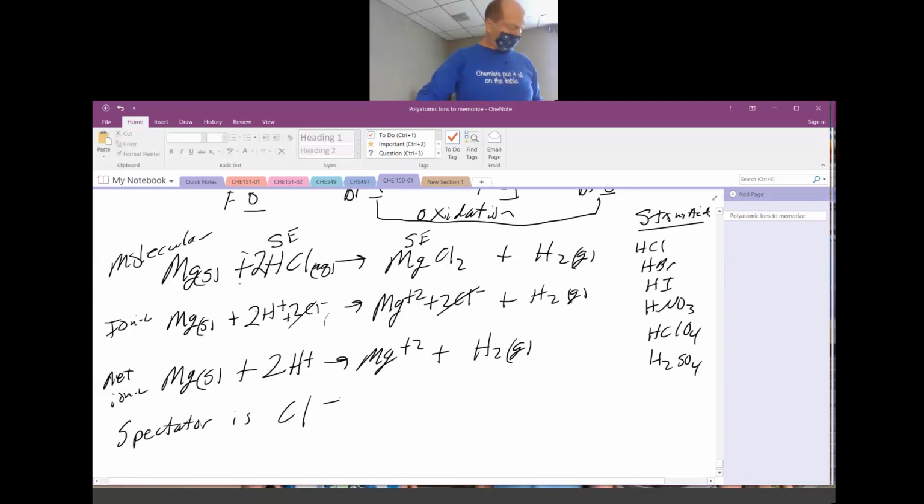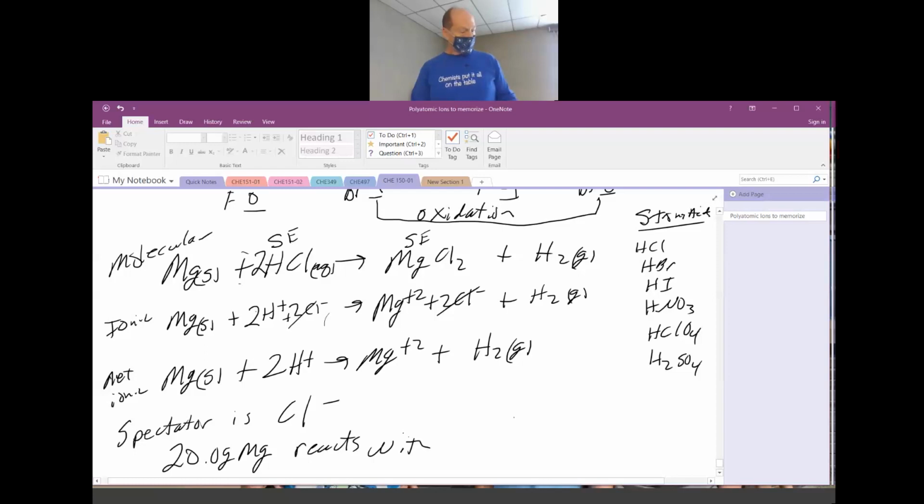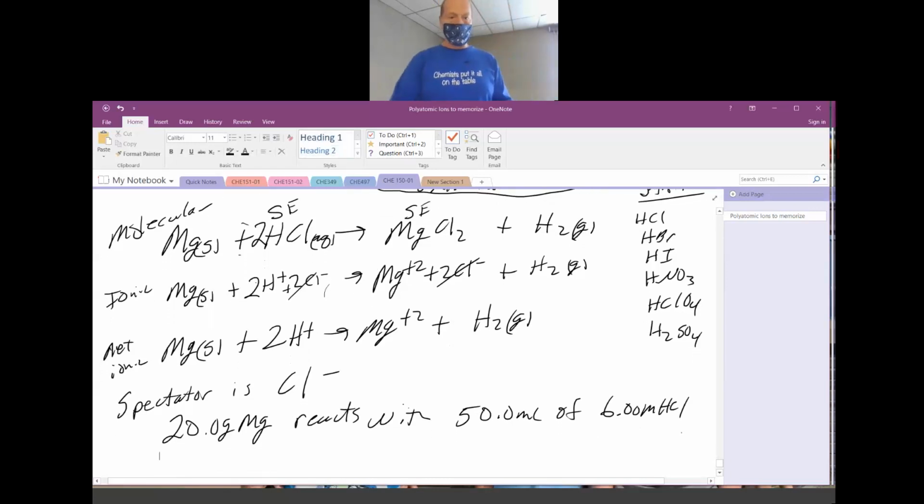All right, so the second part of that is going to be, we got 20 grams of magnesium. All right, and it says it's going to react with 50 mils of 6 molar HCl. All right, and then we're going to produce MgCl2, and it produces 10.8 grams of MgCl2.